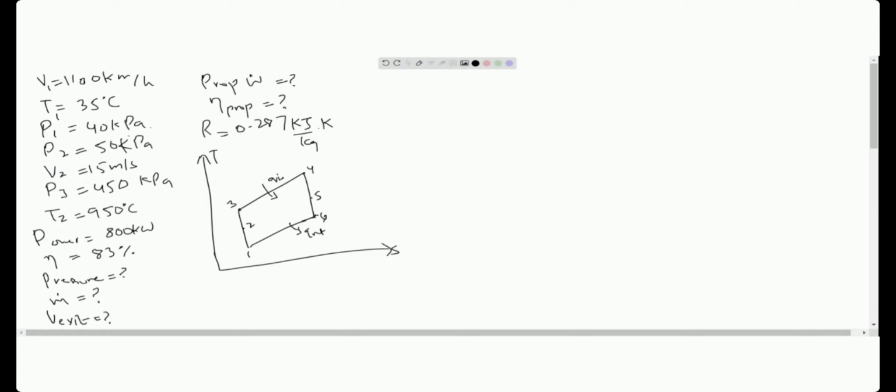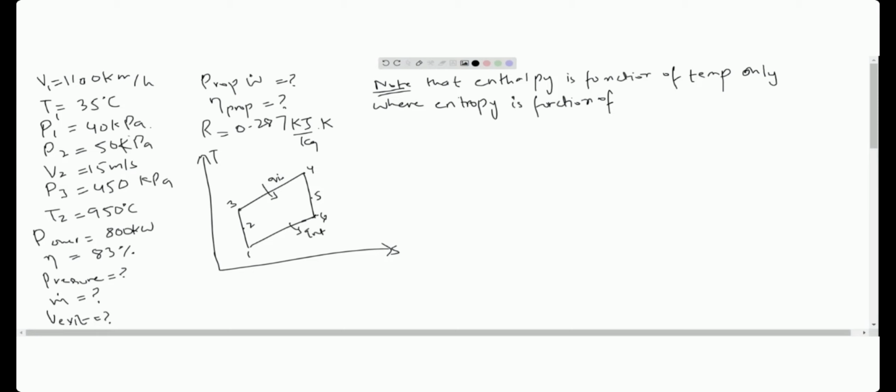It is to be noted that enthalpy is a function of temperature only, whereas entropy is a function of both temperature and pressure.